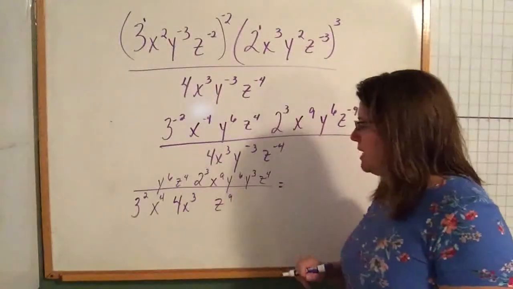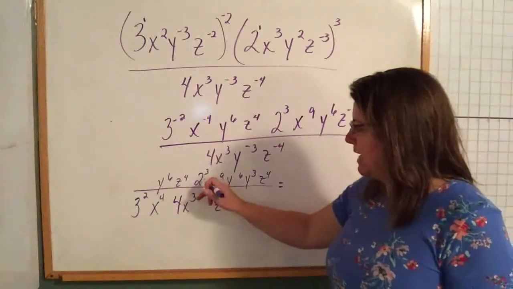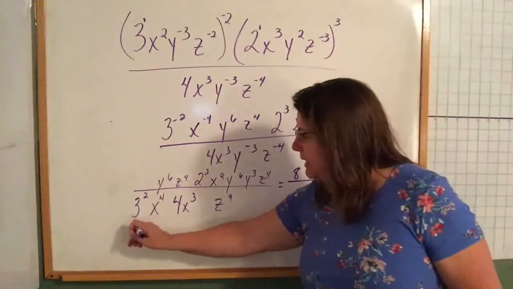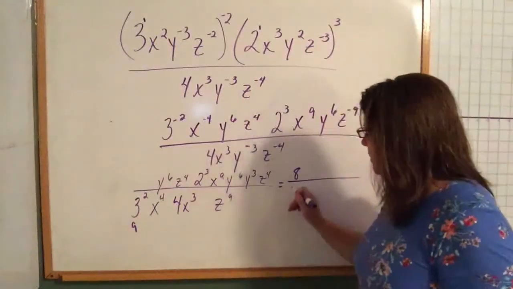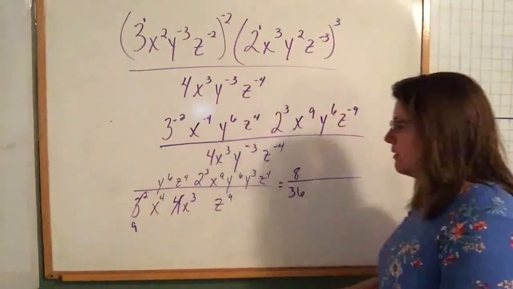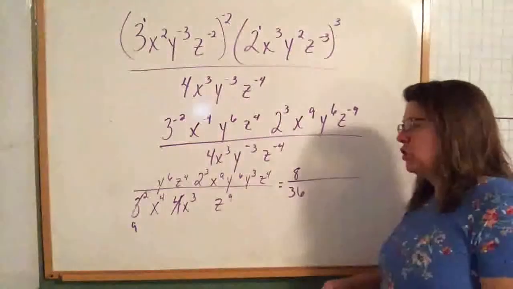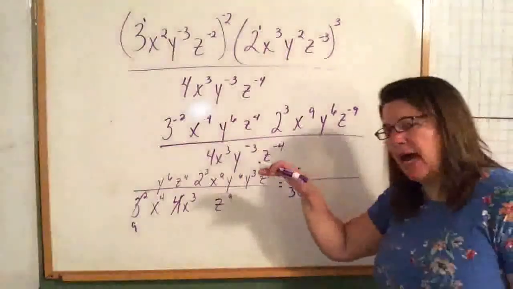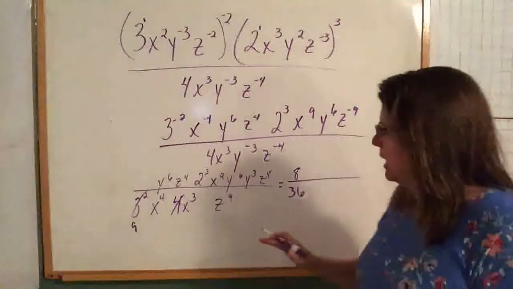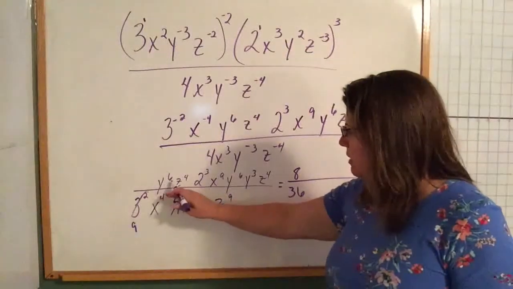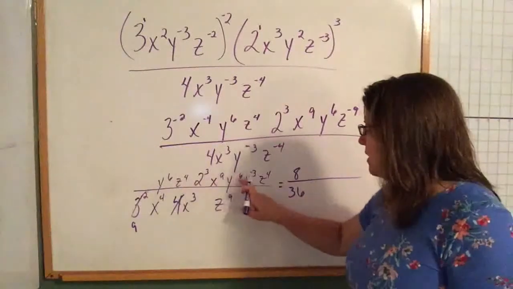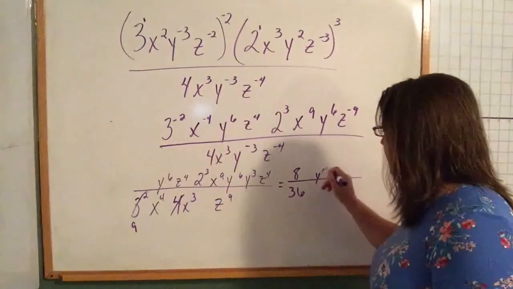Next, I'm going to deal with my numbers, my coefficients. 2 cubed is 8, so I'm going to have that in the front. 3 squared is 9, times 4 would be 36. So the bottom numbers are 9 times 4, 36. Then if I have variables in common on top, I'm going to add those exponents together. So here I've got y to the 6th and y to the 6th, and y cubed. So 6 plus 6 plus 3 would be y to the 15th.